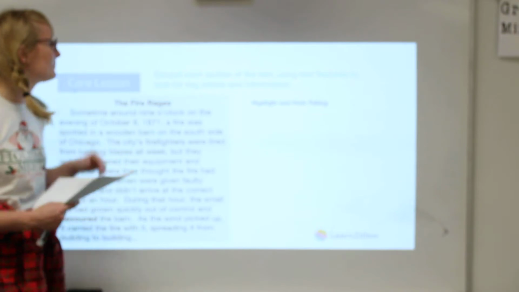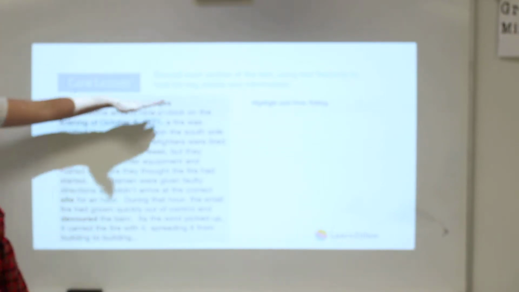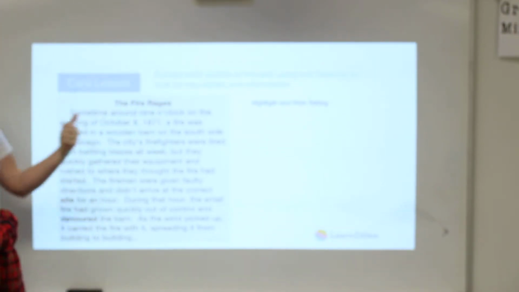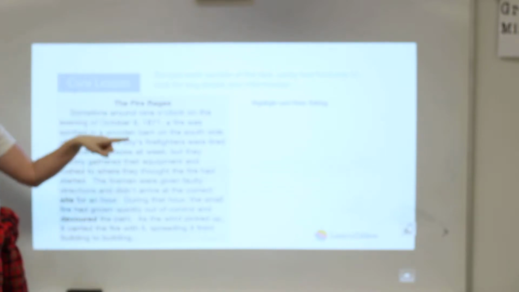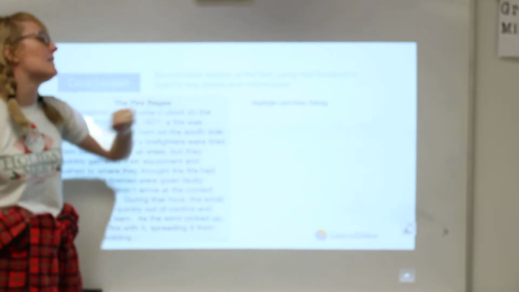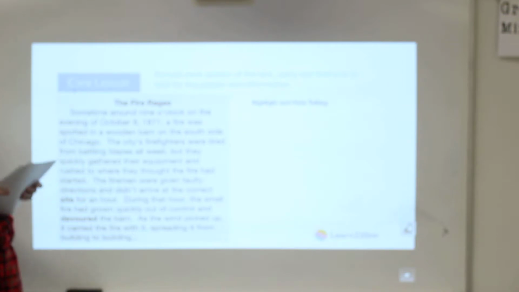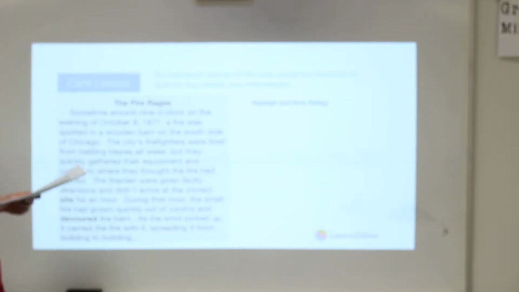So let's do it. The first section, or the first subheading in our article, was called The Fire Rages. I'm going to reread this section and use the text features as well as the important details that I see to determine what to write down. So it says, sometime around 9 o'clock on the evening of October 8, 1871, a fire was spotted in a wooden barn on the south side of Chicago.